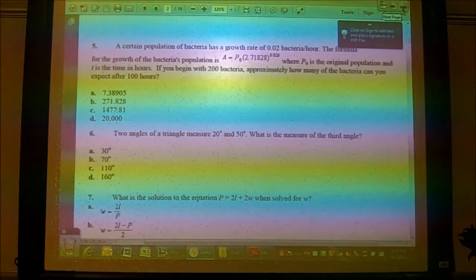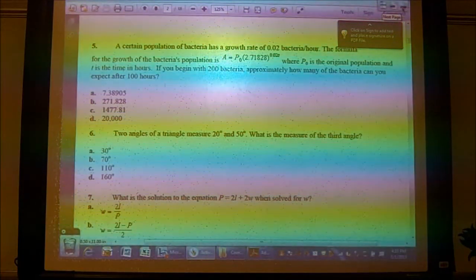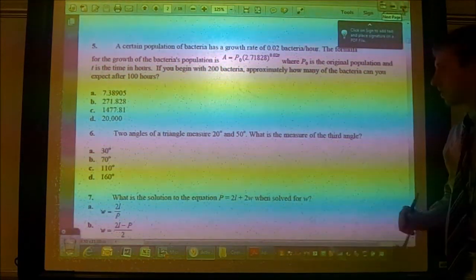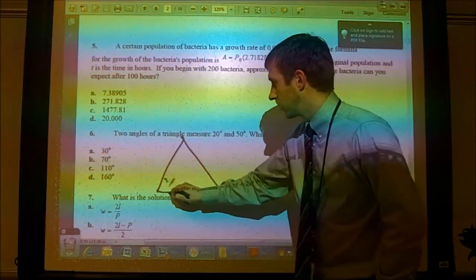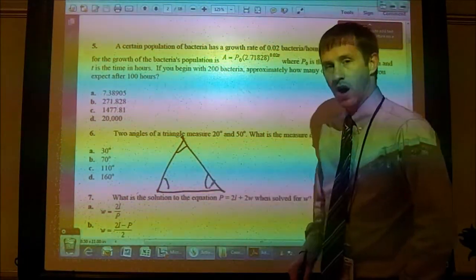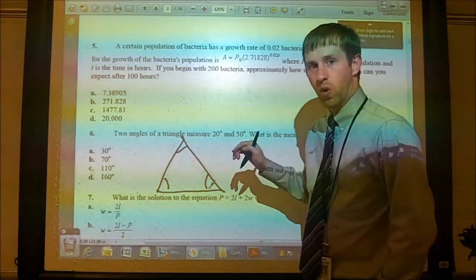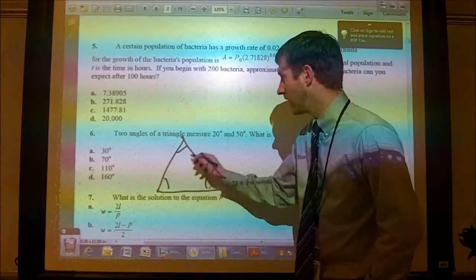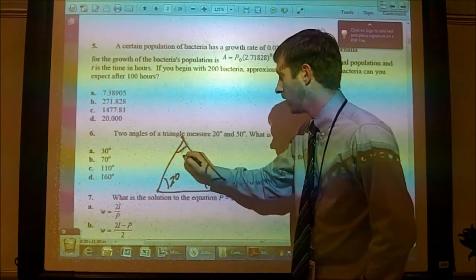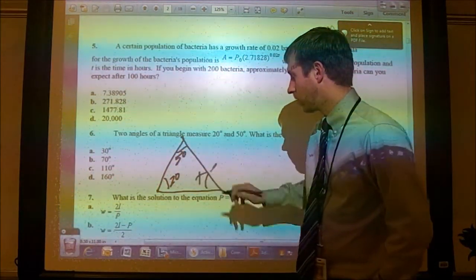All right, number 6. Two angles of a triangle measure 20 degrees and 50 degrees. What is the measure of the third angle? All right, you have a triangle. One thing to remember, the angles of a triangle, those 3 angles, are always going to add up to 180. So I know those 3 add up to 180. And they tell me in the problem, one of them's 20 and one of them's 50. What's this one over here?